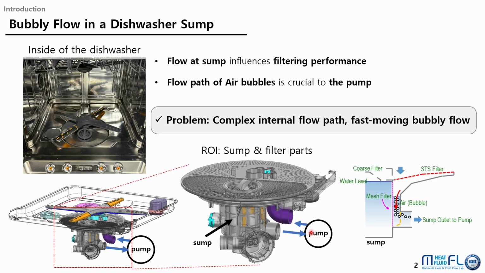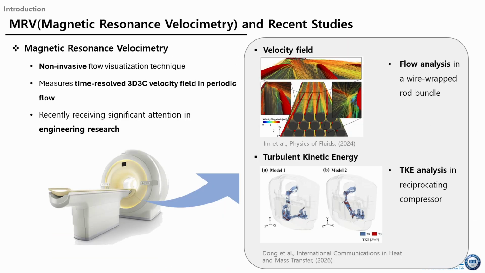However, the sump has a highly complex internal flow path, and the flow within it is fast-moving and multiphase, making optical visualization extremely challenging. However, magnetic resonance velocimetry, or MRV, uses a clinical MRI scanner and can measure time-resolved 3D 3C velocity fields in a completely non-invasive way. Thanks to this capability, MRV has gained considerable attention in engineering research.